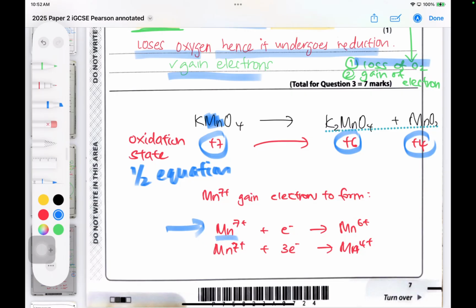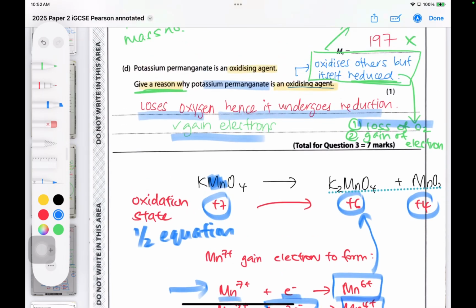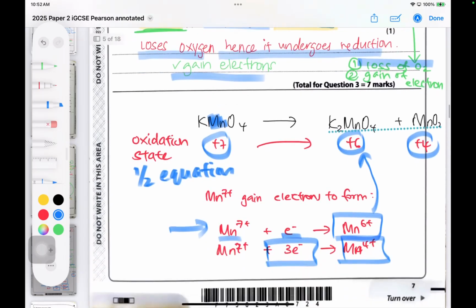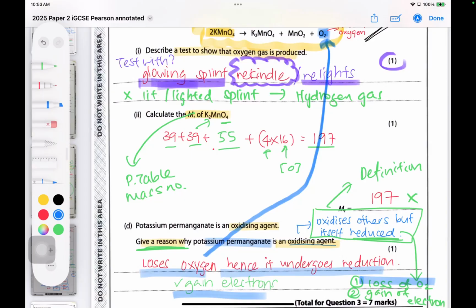Okay, so the +7 gains 1 electron so that it becomes manganese with oxidation state of +6, and the other one, it actually gained 3 electrons to become manganese with a +4 oxidation state. So it is not as easy, in my honest opinion, to write the electron definition, but I'm just writing out or doodling out the basic understanding of what I have. Okay, this is the biggest clue of why potassium permanganate is acting as an oxidizing agent.